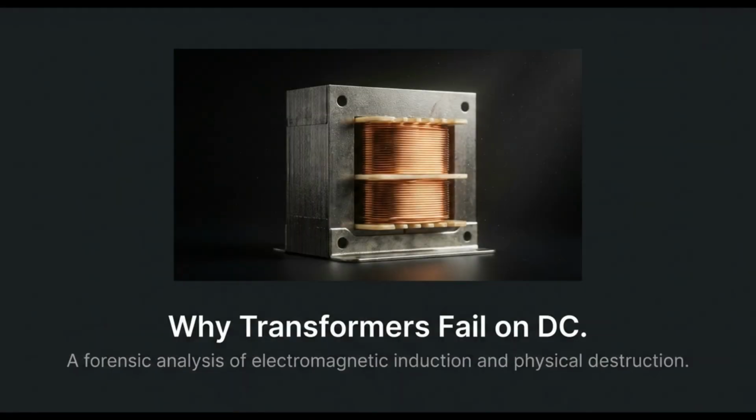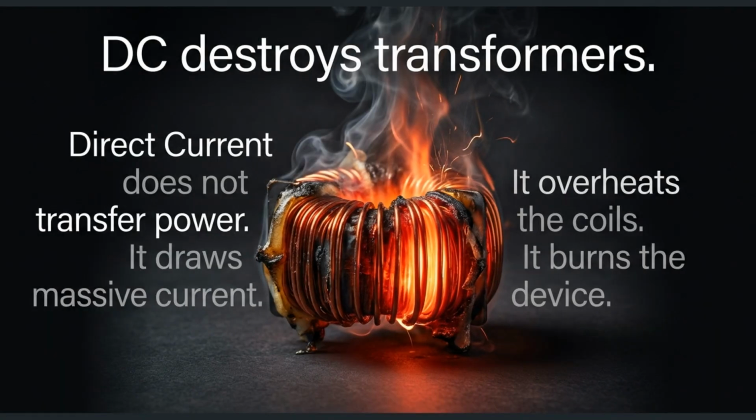In this video, we explore the physics behind why transformers fail when connected to a DC power supply, examining electromagnetic induction and the causes of physical destruction. Direct current destroys transformers. Because DC does not transfer power effectively through a transformer, it draws massive current, causing the coils to overheat and potentially burning out the device.